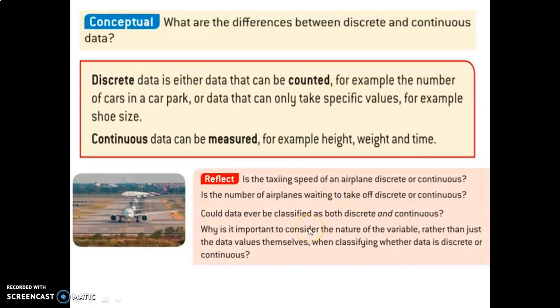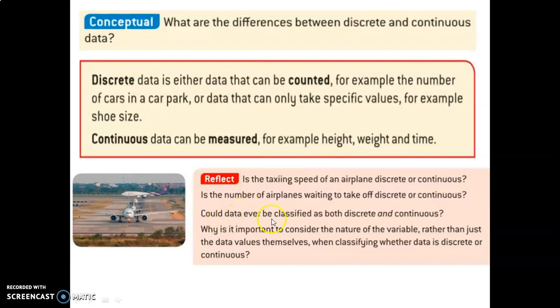Okay, here's a little reflection on that. Is the taxiing speed, so that's the speed that an airplane is going down a runway, of an airplane discrete or continuous? All right, and now is the number of airplanes waiting to take off discrete or continuous? Hopefully you came up with continuous for the first one and discrete for the second.